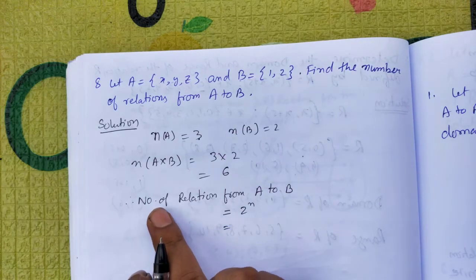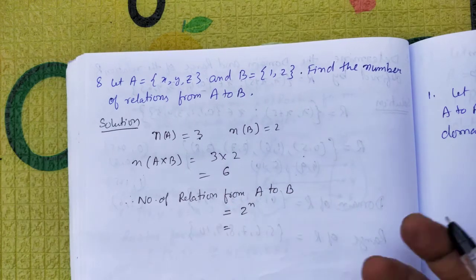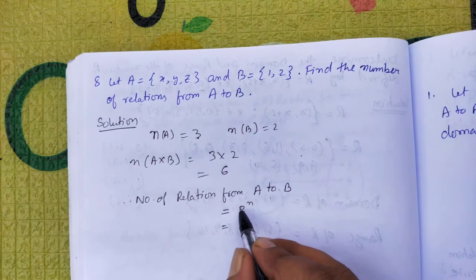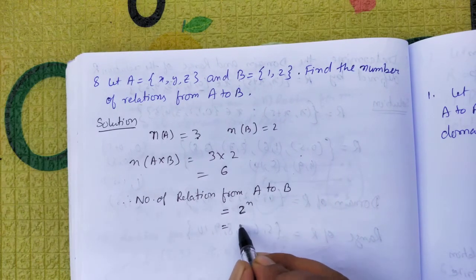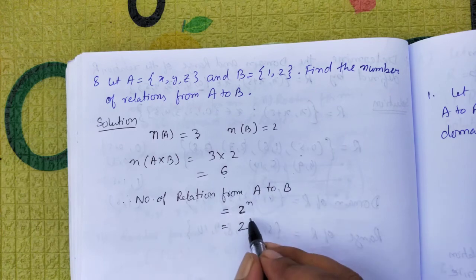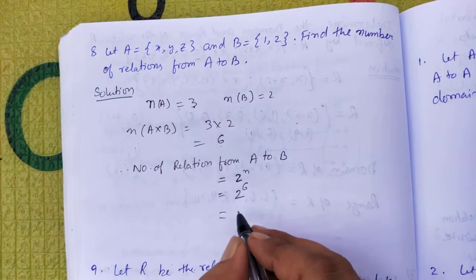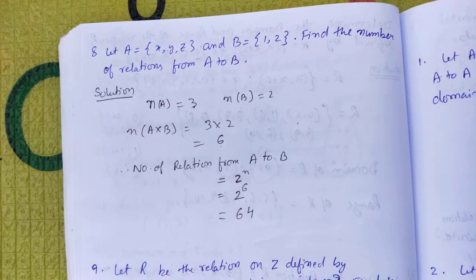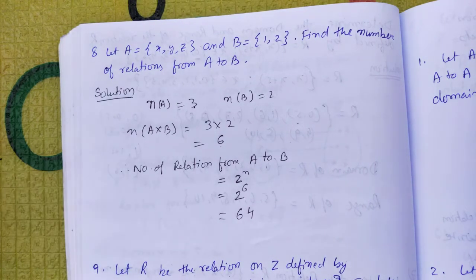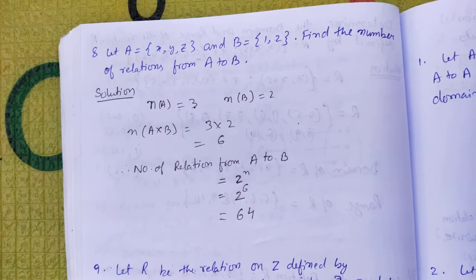Now, to find the number of relations from A to B is like we're finding the number of subsets. To find the number of subsets, formula is 2 power n. N is 6. So how much you'll get? 64. You do 2 into 2 into 2 into 2 into 2 into 2, 6 times, you'll get 64. Let's go to next question. Question number 9.